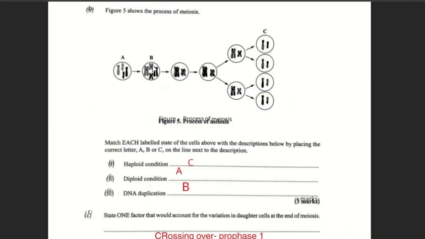And in here, common sense would tell you that you literally see it divide. You start off with four and now all of them have appeared. So you can literally use your common sense and say, okay, DNA duplication took place right here, and that's it. So haploid is C, diploid is A, and then B is going to be DNA replication.